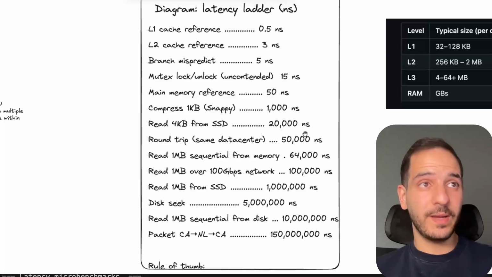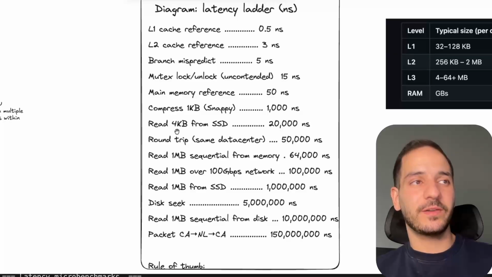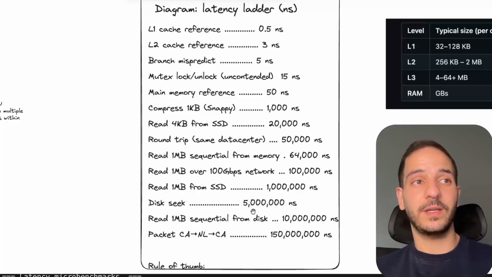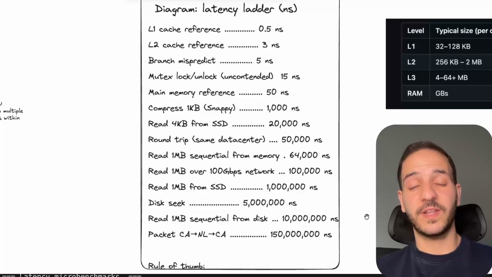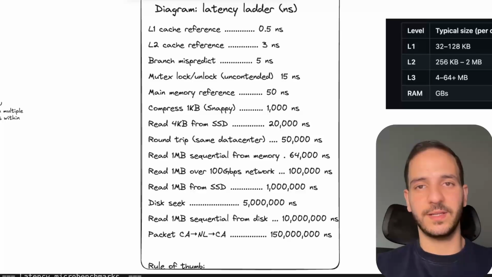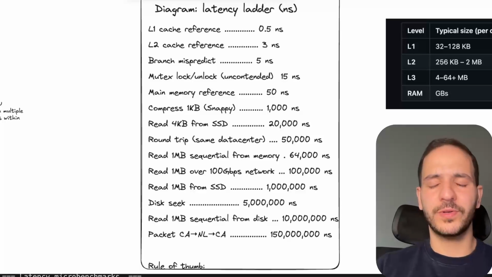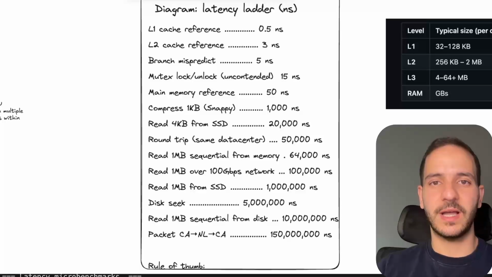If we come back to our table, we can see that reading 4 kilobytes from an SSD requires 20,000 nanoseconds or 20 microseconds. For HDD, it goes to the milliseconds. So we're talking millions of nanoseconds up to tens of millions of nanoseconds. So a few milliseconds, basically. HDD is still used for cheap storage, especially in archival and things like that. But in most modern laptops, we use SSDs.